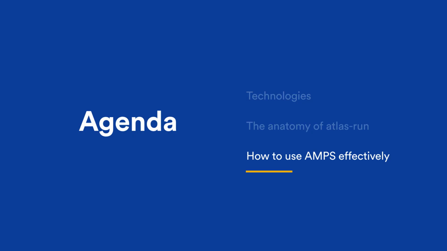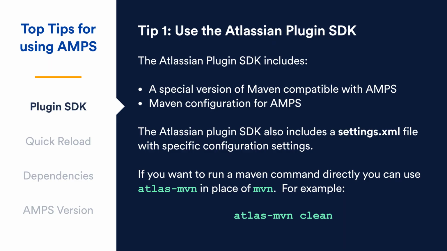So now you understand what's going on behind the scenes. The messages appearing in your terminal after you type Atlas run will make much more sense. Which brings me to some useful tips for getting the best out of AMPS.